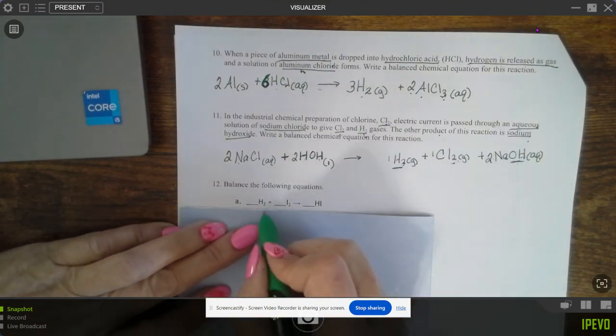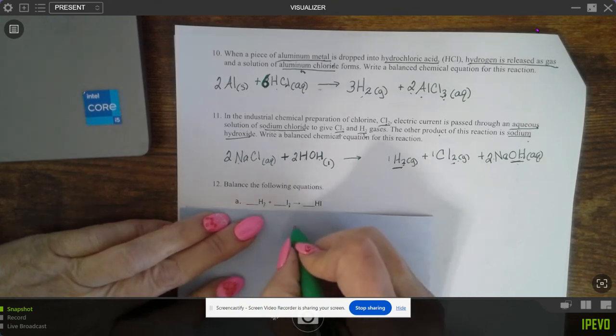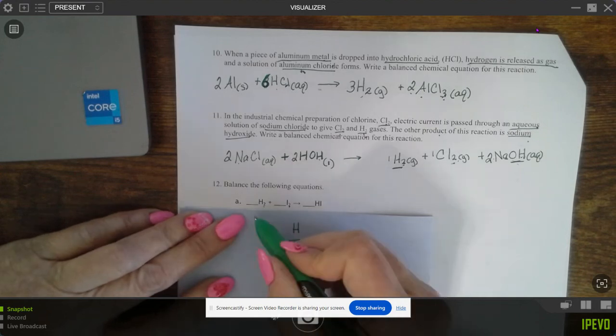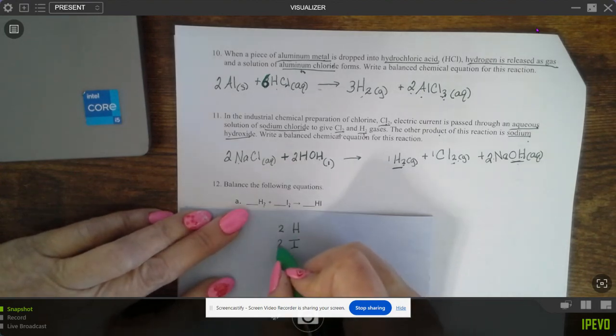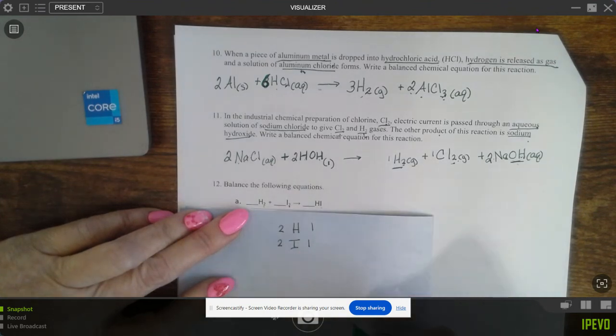Okay, so if I look at this, I've got 2 hydrogen and 2 iodine. I'm going to write that. I've got hydrogen and I've got iodine. On the left side, I have 2 hydrogen, 2 iodine. On the right side, I have 1 hydrogen and 1 iodine.